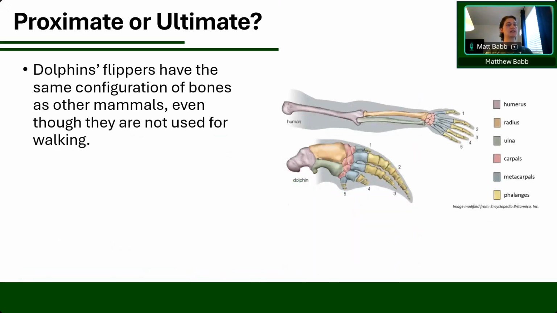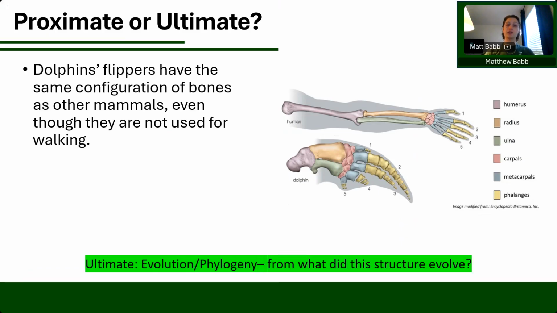All right. Is this a proximate or ultimate kind of research question? Dolphins' flippers have the same configuration of bones as other mammals, even though they are not used for walking. Guys, a couple seconds to think about that one. If you need some more time, pause the video. Great. If you said that this was an ultimate question, then you would be correct.